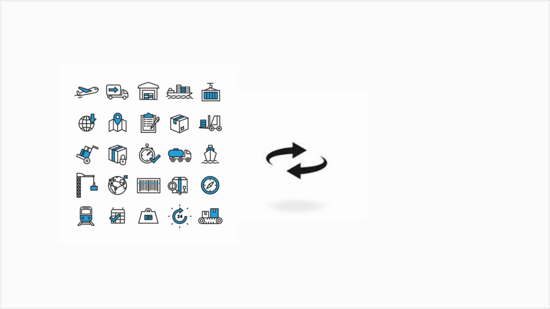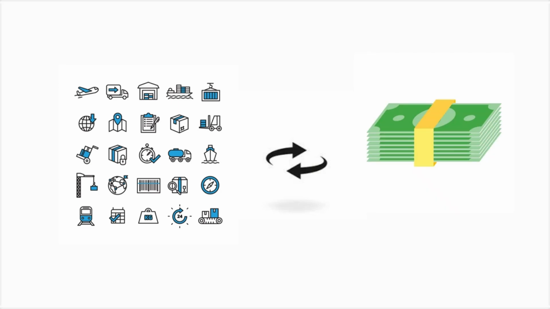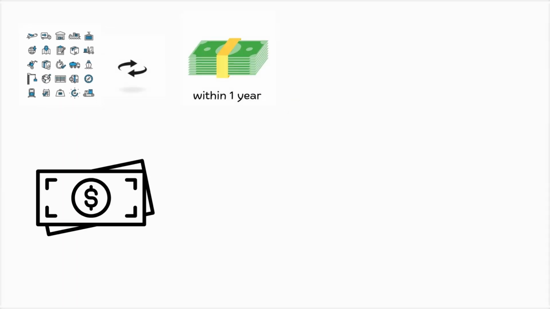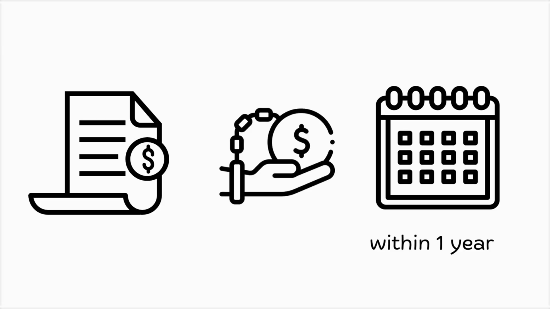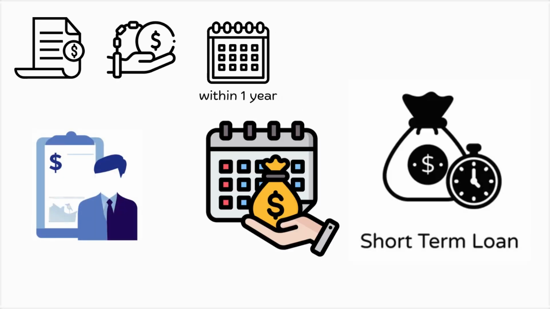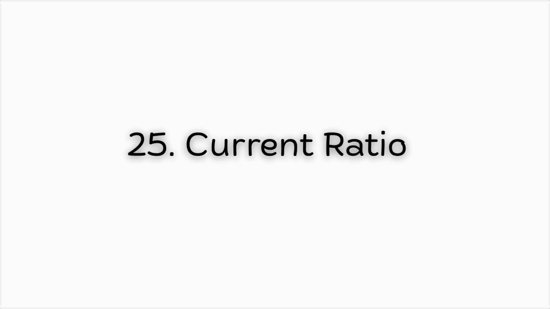23. Current assets. Stuff that turns into cash within a year is known as current assets, like cash, inventory, unpaid bills from customers which are receivables. 24. Current liabilities. Bills or debts that you must pay within a year are your current liabilities, like supplier payments, salaries, short-term loans.